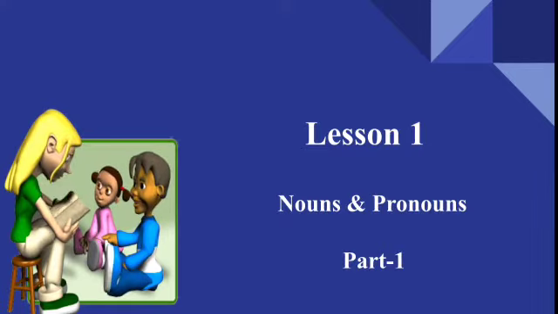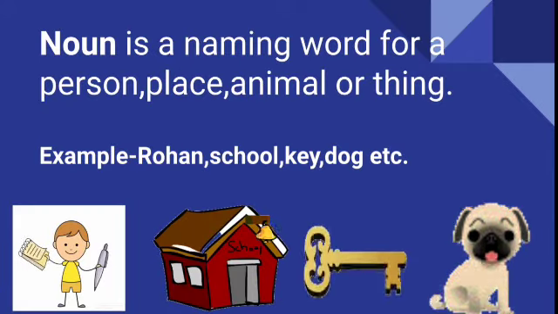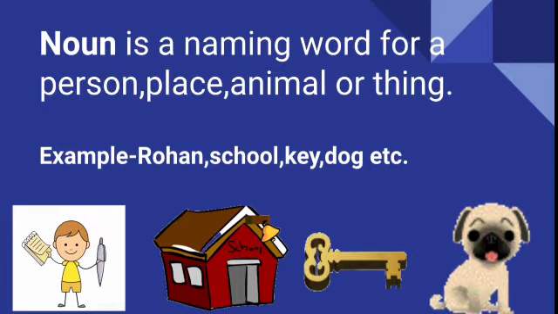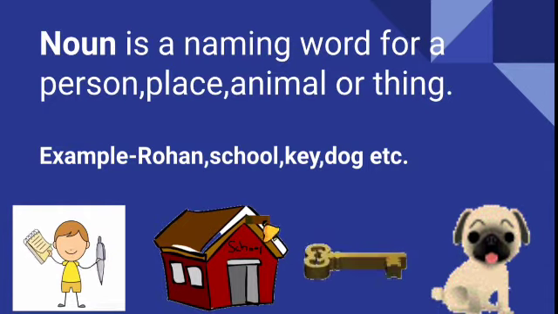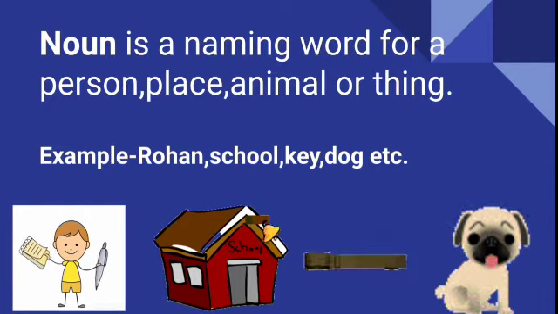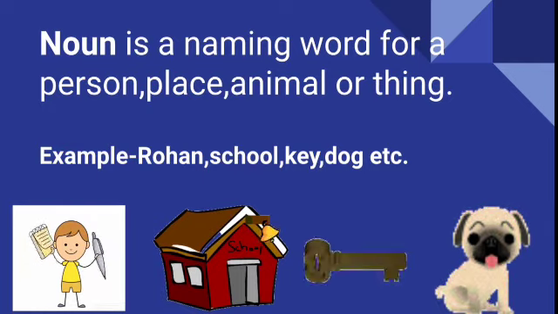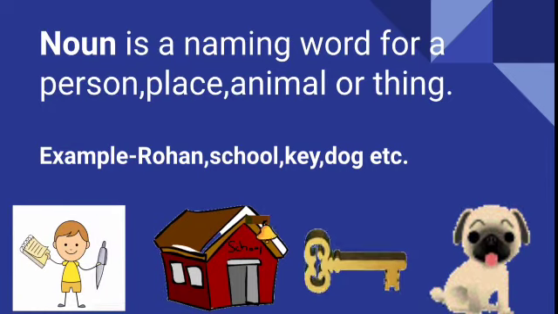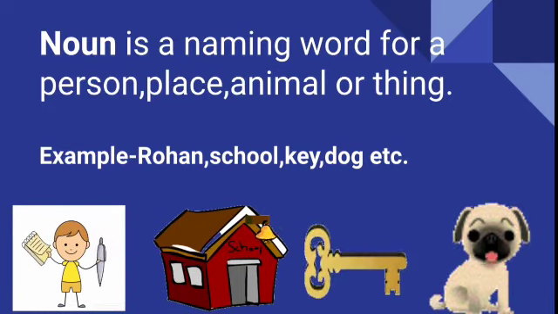Children, before starting let's have a quick revise of noun with some examples. Noun is a naming word for a person, place, animal or thing. Example, Rohan, school, key, dog, etc. Children, we know that everything around us has a particular name. That naming word is noun.